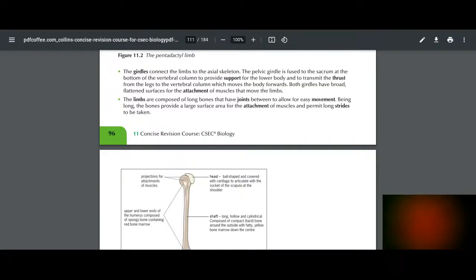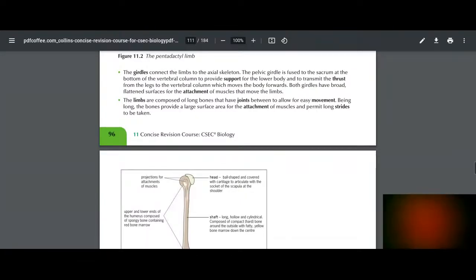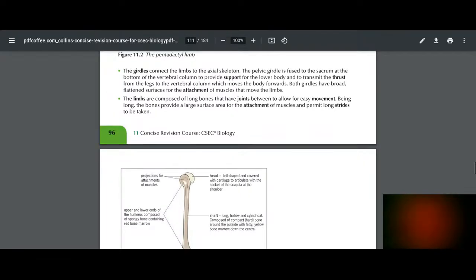Alright, so the next section is the girdles. The girdles connect the limbs to the axial skeleton. Then the limbs are composed of long bones that have joints between them to allow for easy movement.